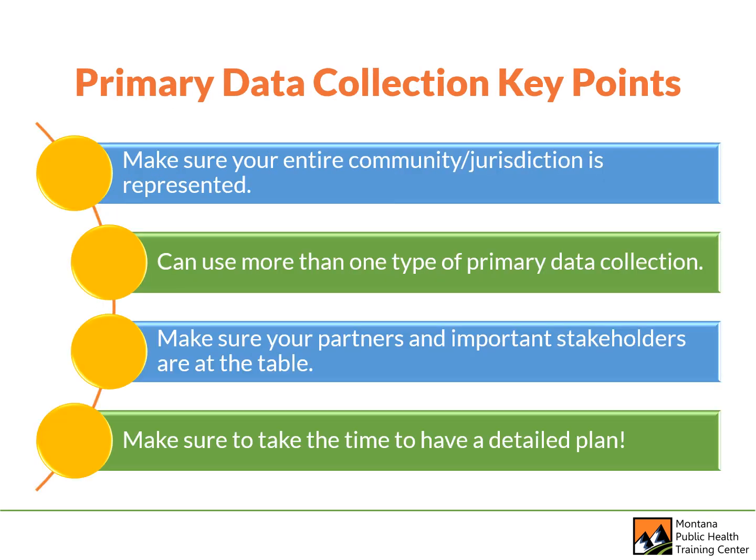So here are some key points to think about with primary data collection. The point is to fill in the gaps from the secondary data and the quantitative data that's known, because you want to make sure your entire community or jurisdiction is represented. A lot of times people choose to use more than one type of primary data collection. They might do a survey and then say, we need to do some focus groups with certain subpopulations, or maybe we want some key informant interviews because we really want to look at some of the policies or how people feel around some of the things that are impacting our community.